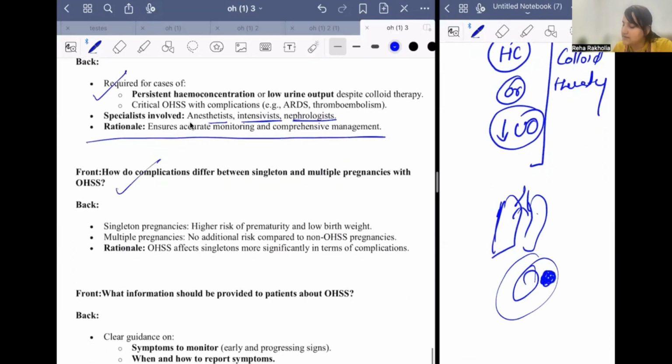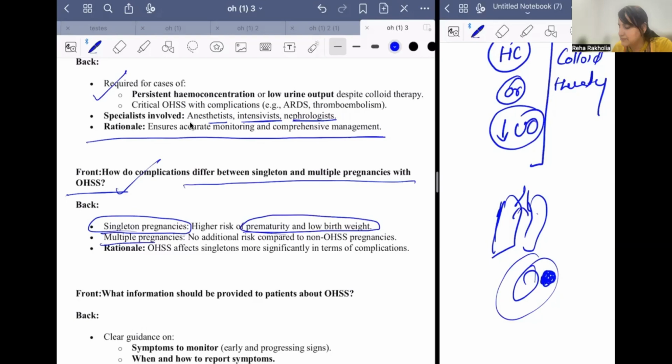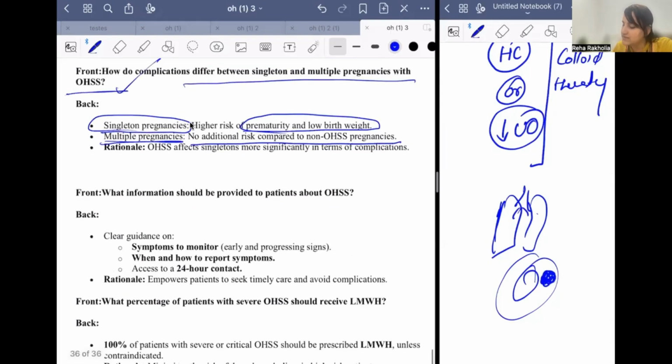How do complications differ between singleton and multiple pregnancy in OHSS? In singleton pregnancy, there is a higher risk of prematurity and low birth weight. In multiple pregnancy, there is no additional risk compared to non-OHSS pregnancy. So OHSS affects singleton pregnancy more than multiple pregnancy in terms of complications.